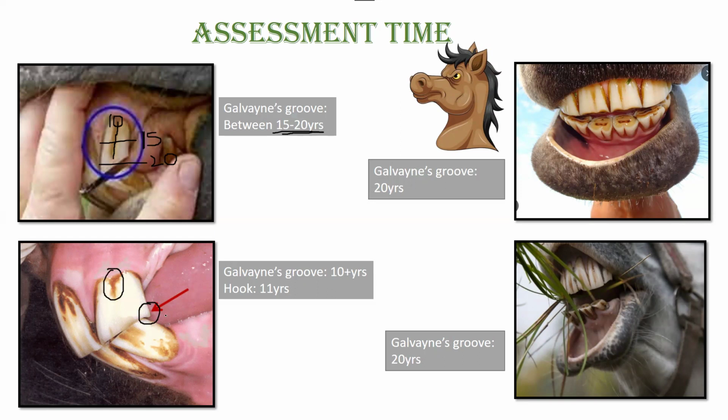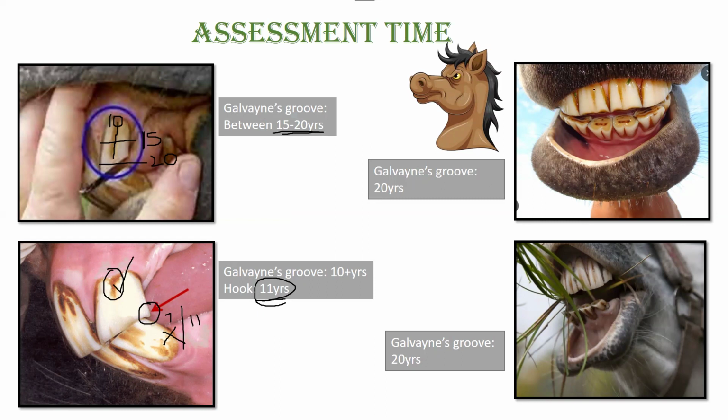So the hook appears either at 7 years of age or at 11 years of age. But at 7 years of age, we should not have any galvanic groove. But here the galvanic groove is present. So because of this, we will estimate the horse is 11 years of age or older.